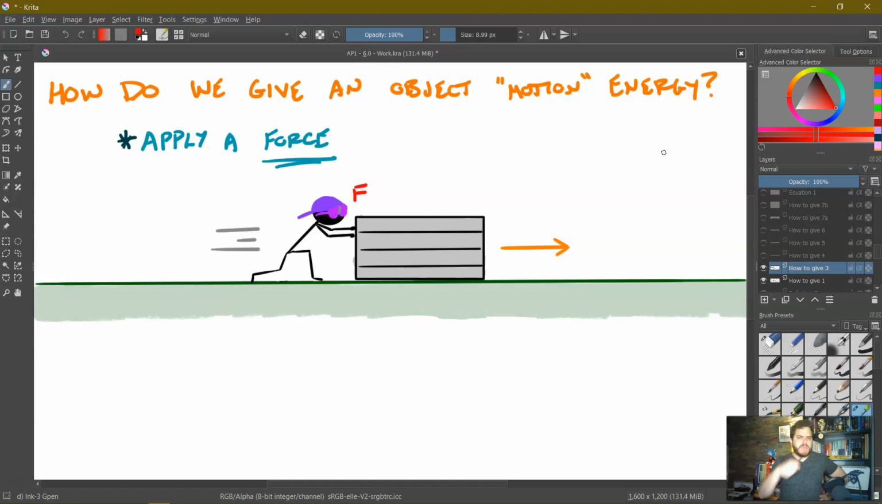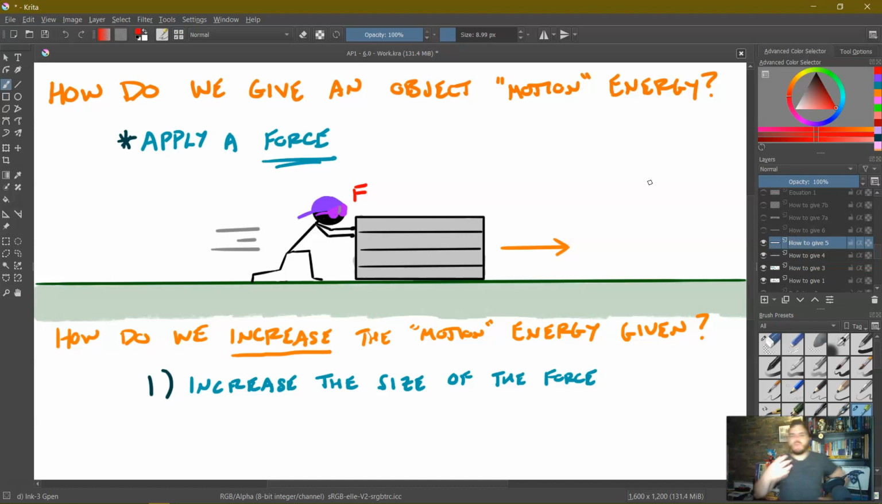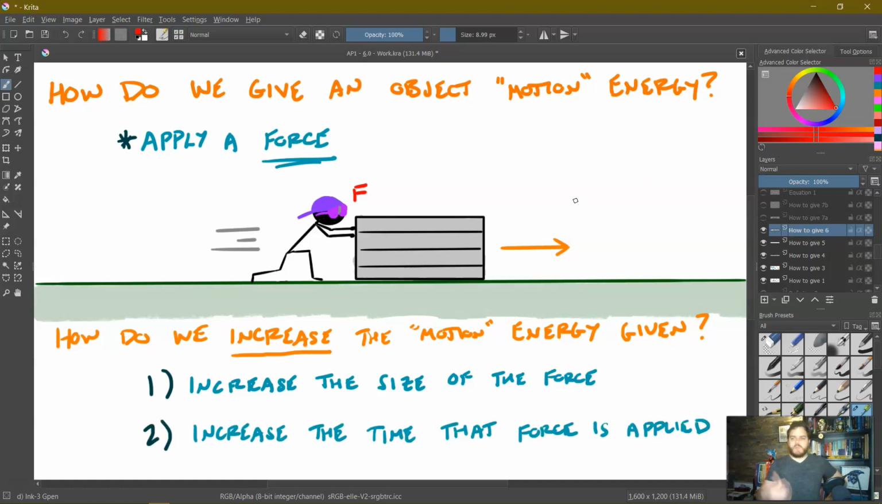But how could we increase the amount of motion energy that is being given? Well, one, we can simply push harder or pull harder. If we increase the size of the force, we're going to be giving the object more motion energy because it's going to move faster. So that is one thing we can do, is increase the size of the force. Well, what else could we do? You might be thinking, well, maybe if we increase the time the force is applied. So not only if I push it with a bigger force, but maybe if I push it with the same force but for longer, that would also cause it to speed up. It's going to have longer to accelerate.